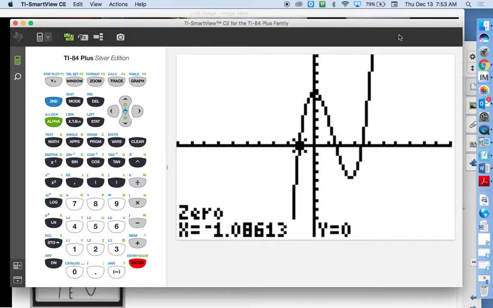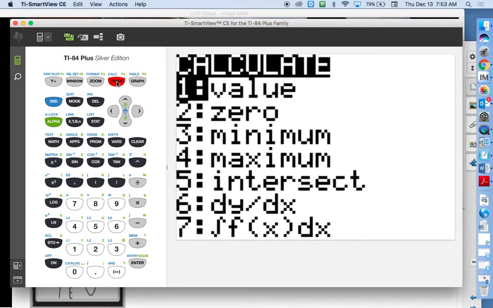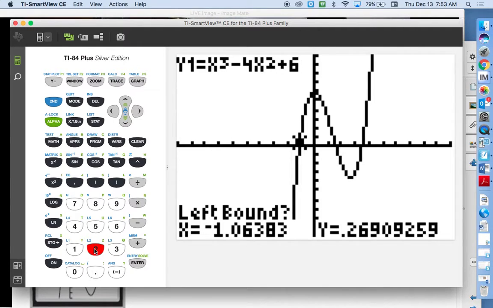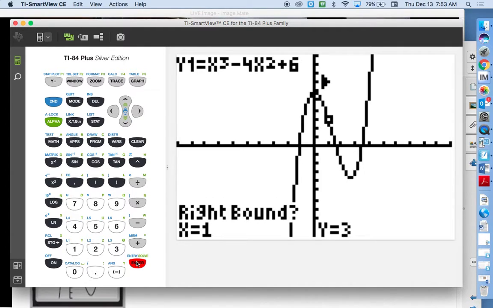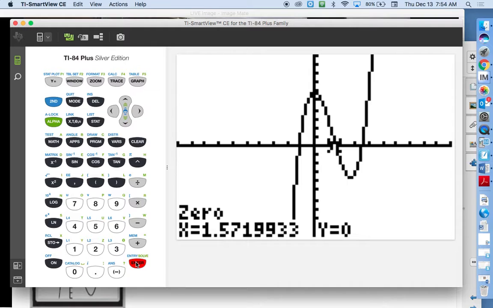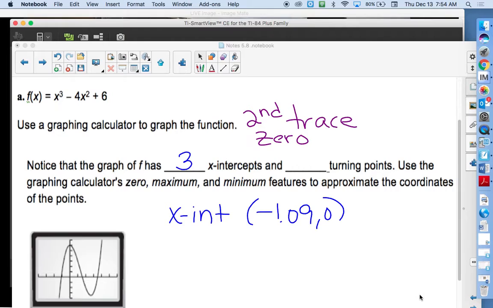So if you go to the next one, you have to go back to second trace. Every time you have to hit second trace. And we're doing the 0. What number would be a good number to plug in for the left of this second x-intercept? So what number looks like to the left of it, Holly? 1. Yeah, so let's type a 1 and then hit enter. And Holly, a number that looks like to the right of it would be 2. Hit enter. Nothing for guess. Hit enter again. And then it gives us our second x-intercept. And that looks like it's 1.57.